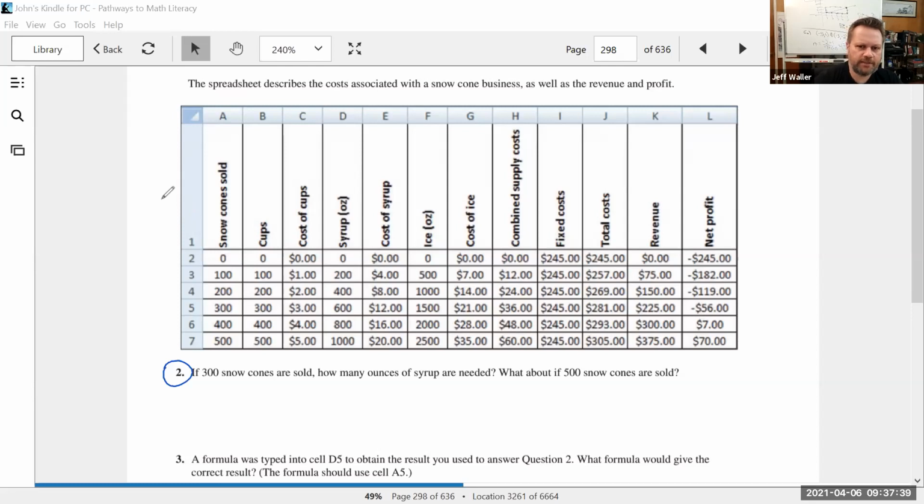Does anyone know what this kind of thing is from? Has anyone ever used this software? Just Excel. Yeah, Excel. It's just a spreadsheet, right? Could be Excel, could be any number of database stuff. If 300 snow cones are sold, how many ounces of syrup do you need for those?